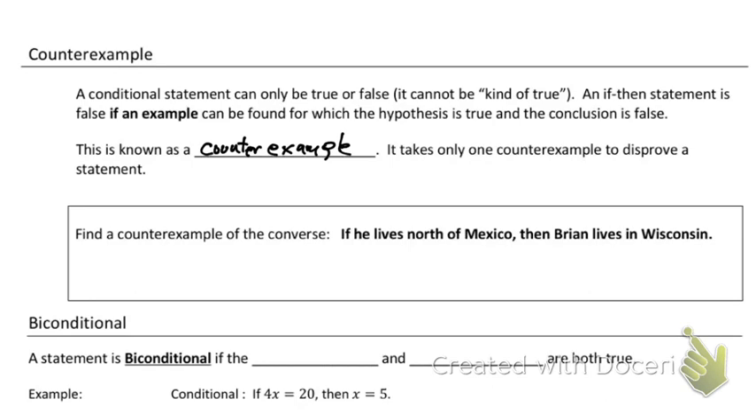So put whatever you want in here as an example of something where he lives north of Mexico, but he's not in Wisconsin. This is your box. You can put as many counterexamples as you want in there. Make sure you at least have one counterexample.